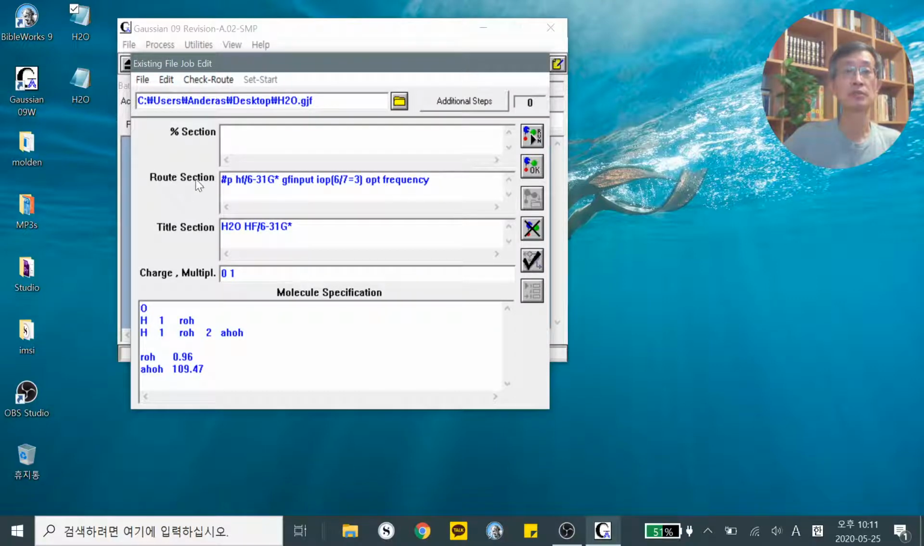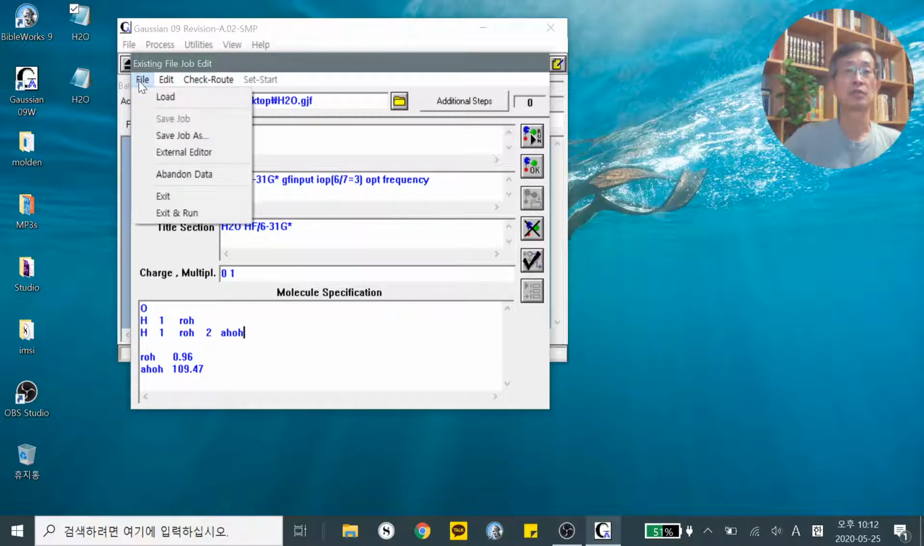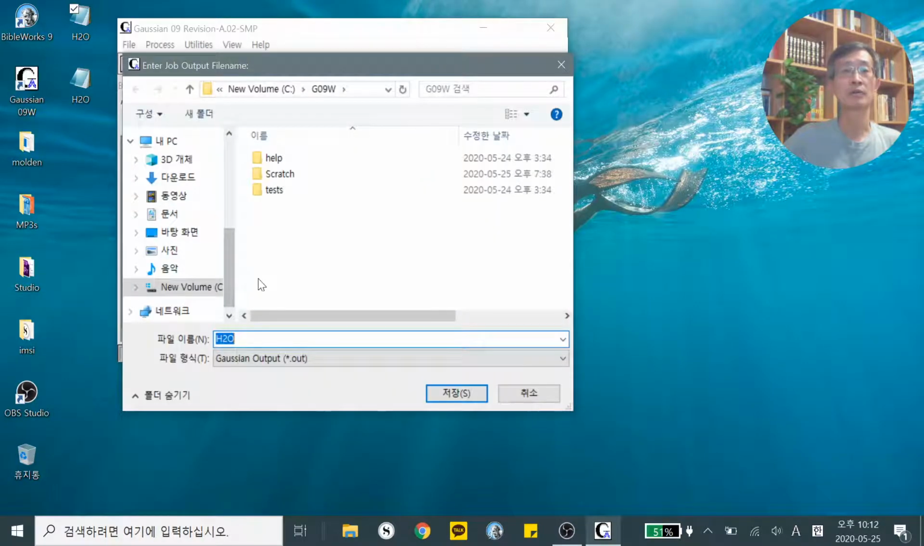And then the route section is just as I told you, the pound section. When it reads this Gaussian job file, it places those things into the title section, and then the charge and multiplicity, and the Z-matrix, the molecular specification section, just like here. And then what you can do is click File and then Exit and Run. Exit and Run, and then it will run, but it asks which output file.